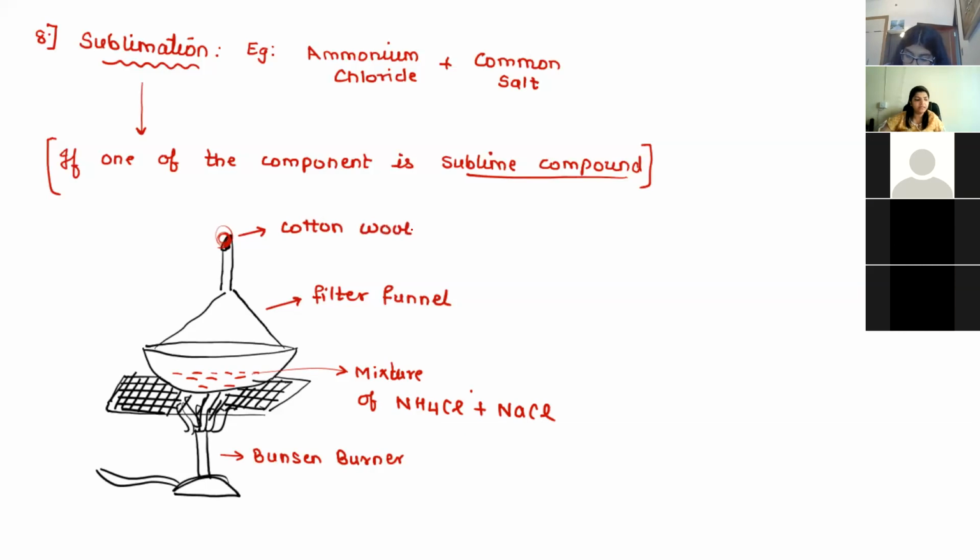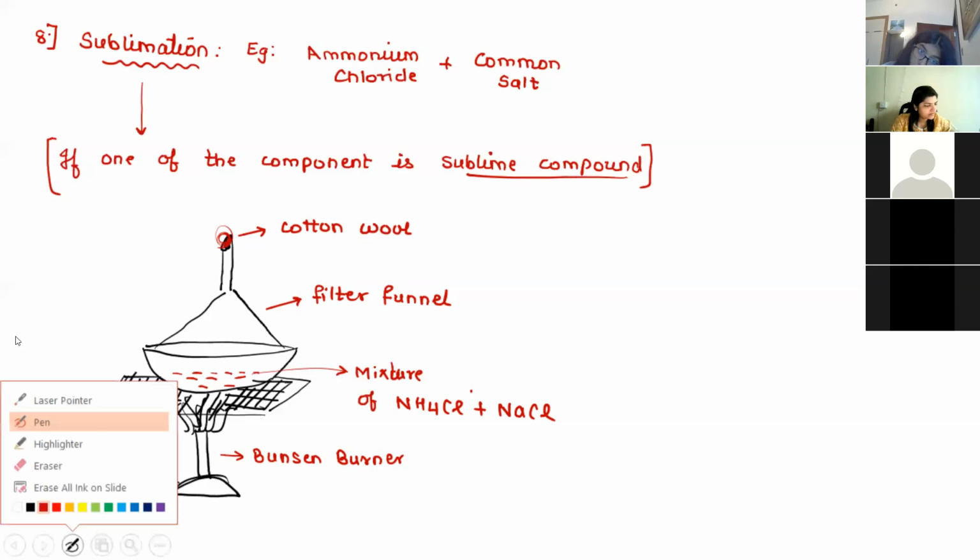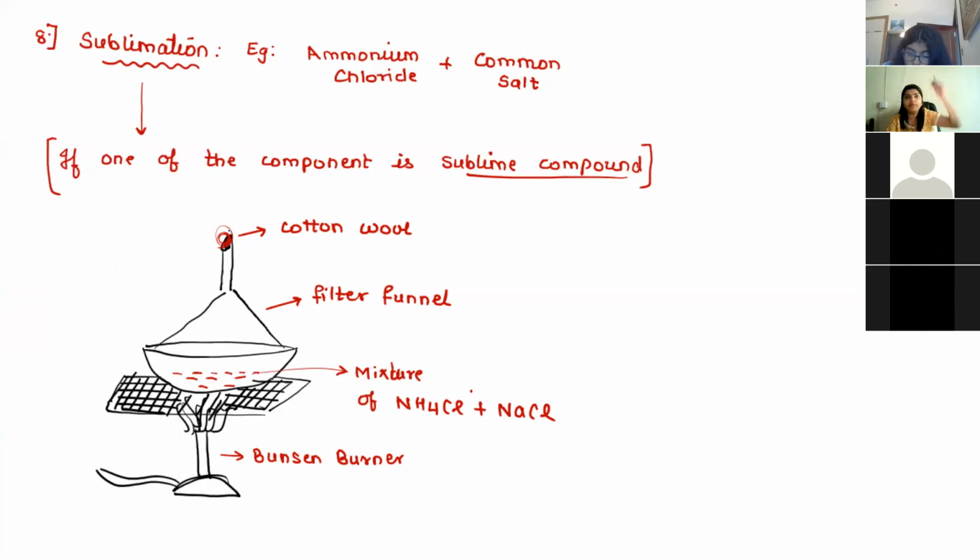When you heat it, the ammonium chloride crystals will turn into vapors, and since there is cotton wool over here, the vapors will not go out, but will start condensing on the sides of the funnel. So these will be crystals of NH4Cl. Okay.